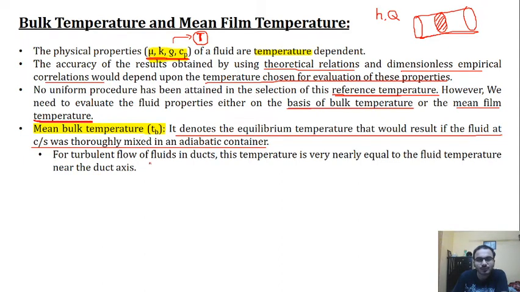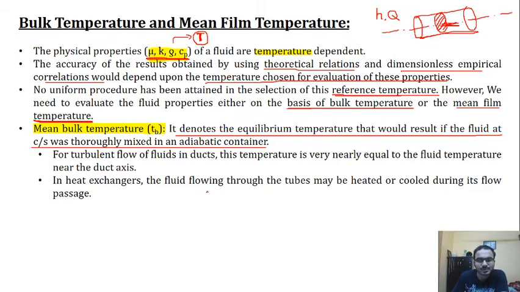For turbulent flow of fluids in ducts, this temperature is very nearly equal to the fluid temperature near the duct axis. So if this is the duct again, then the temperature available at this axis will be equal to the mean bulk temperature.